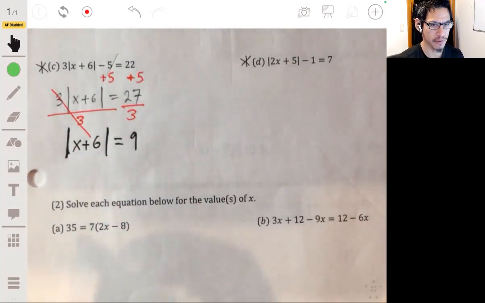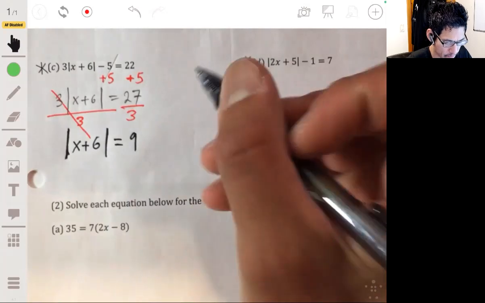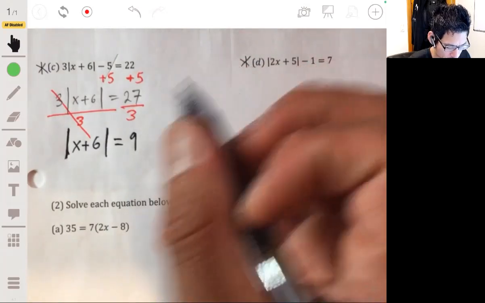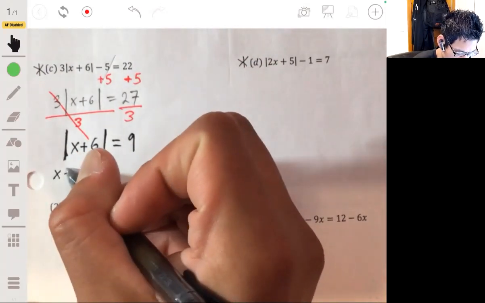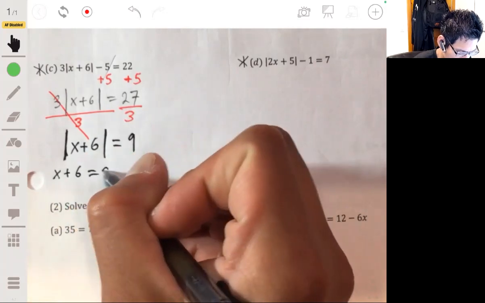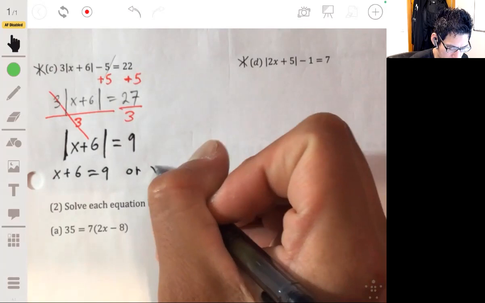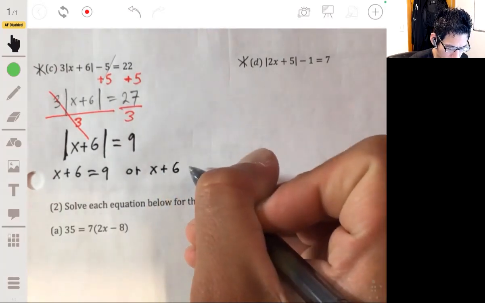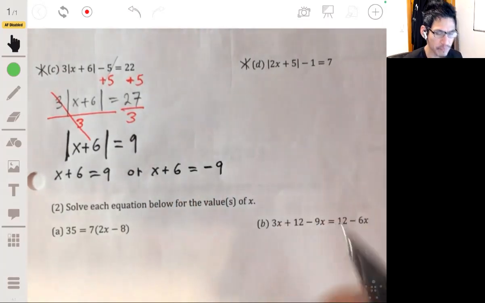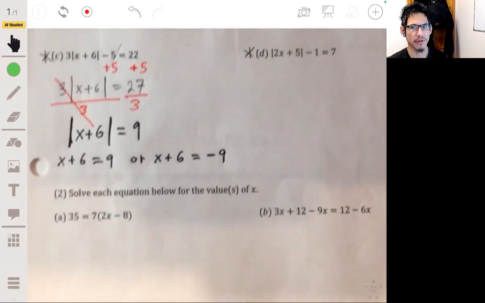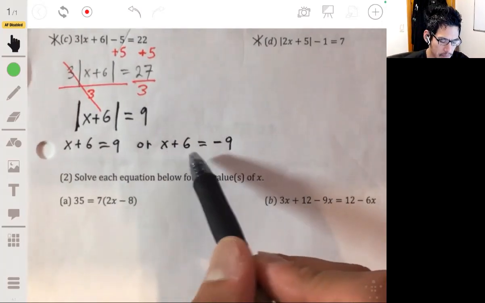This is where you're going to set up two equations. We're going to have one, x plus 6 equals 9, or we have x plus 6 equals negative 9. Now, why do we do that?